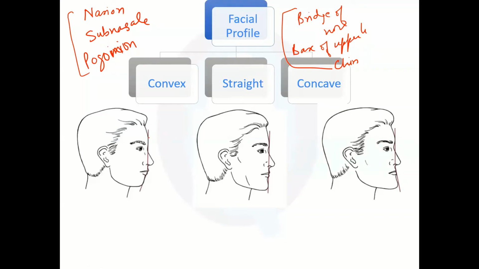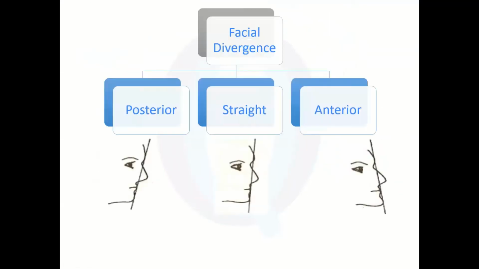So you take nasion, subnasal, and pogonion, and you draw a line. So this is a convex, this is straight, and this is a concave profile. So facial profile has points, so you need to remember the points. Okay. Next is facial divergence.